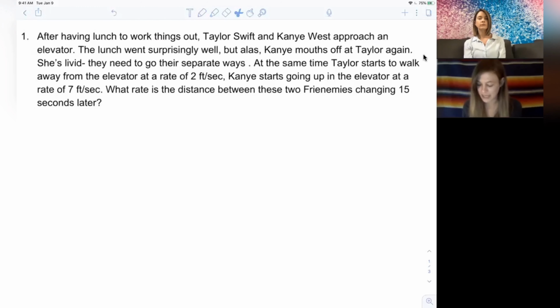At the same time, Taylor starts to walk away from the elevator at a rate of 2 feet per second. Kanye starts to go up in the elevator at a rate of 7 feet per second. What rate is the distance between these two frenemies changing 15 seconds later?